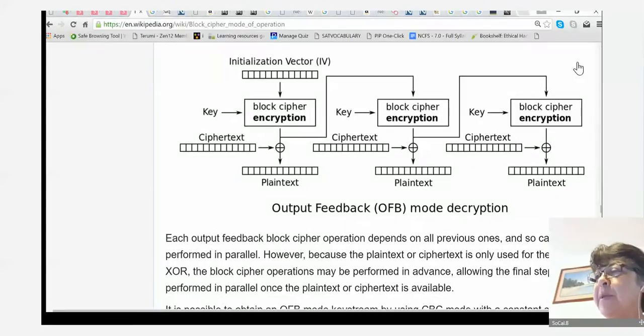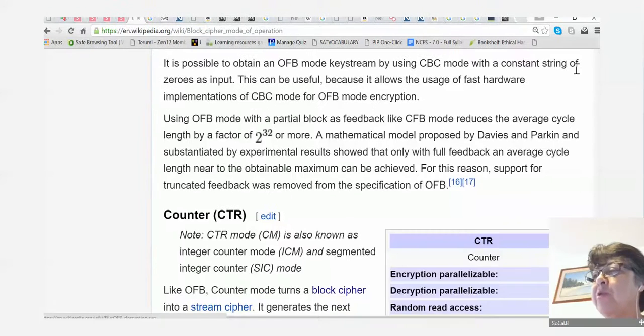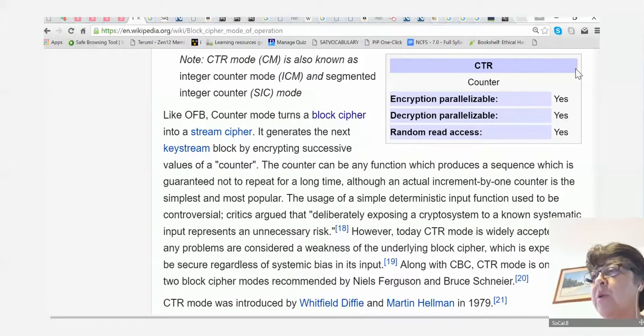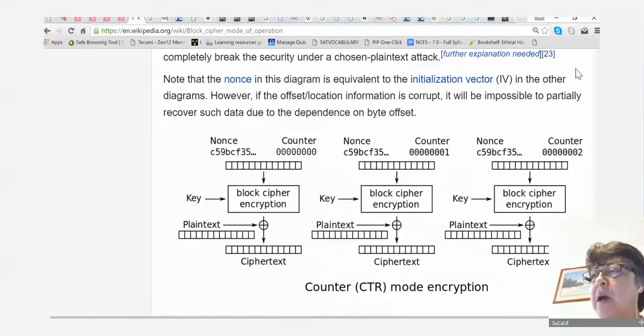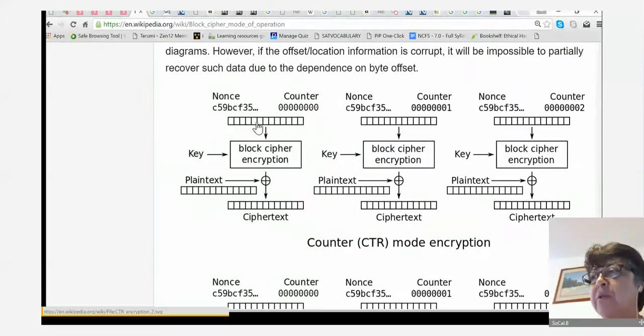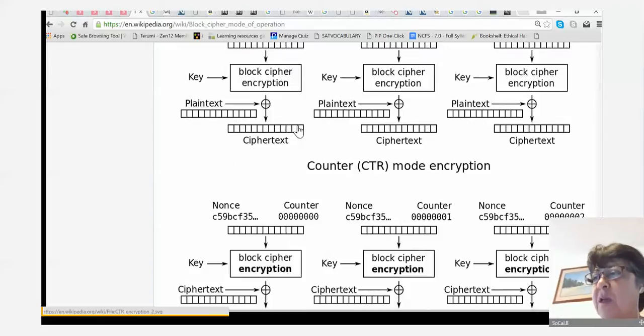And last but not least, you have something called the counter mode. So the counter mode is, instead of the IV going in, you have the combination of what's called the nonce and the counter. Nonce is fixed. It doesn't change. But the counter changes. Okay? So the IV changes every time, and then the plain text XOR it, and you get the ciphertext.